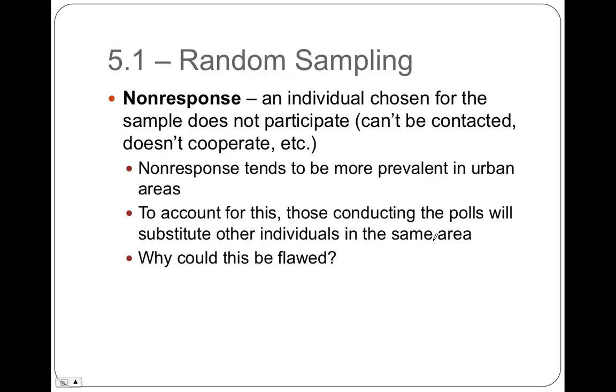Non-response tends to be more prevalent in urban areas for whatever reason. And to account for this, people conducting the polls will often substitute other individuals from that same area. But this is not really okay because you're not necessarily making an equal replacement. If you're replacing somebody who is annoyed at these calls with somebody who's super duper friendly and has all this time to answer, you're going to get a different kind of response than the one that you missed out on. And so that can tend to sway your results.